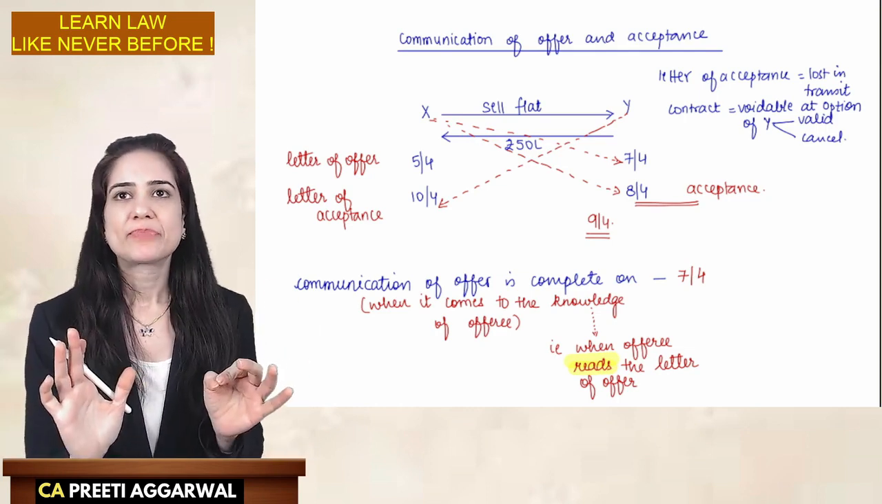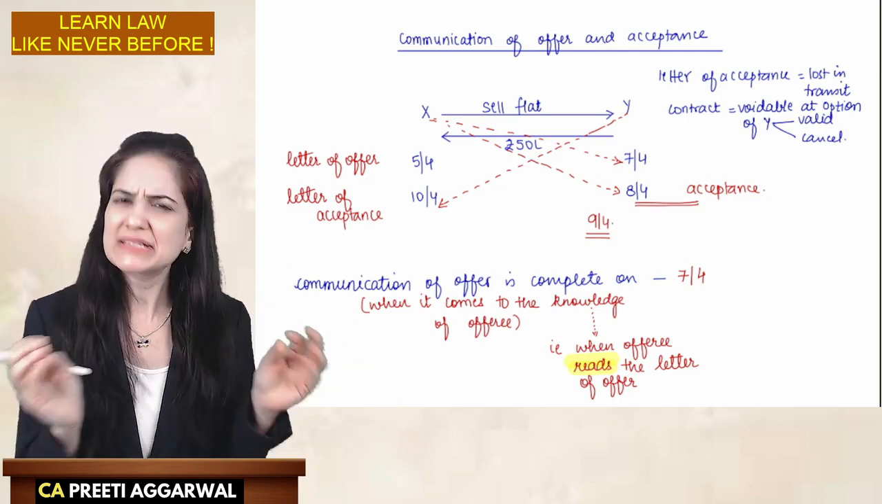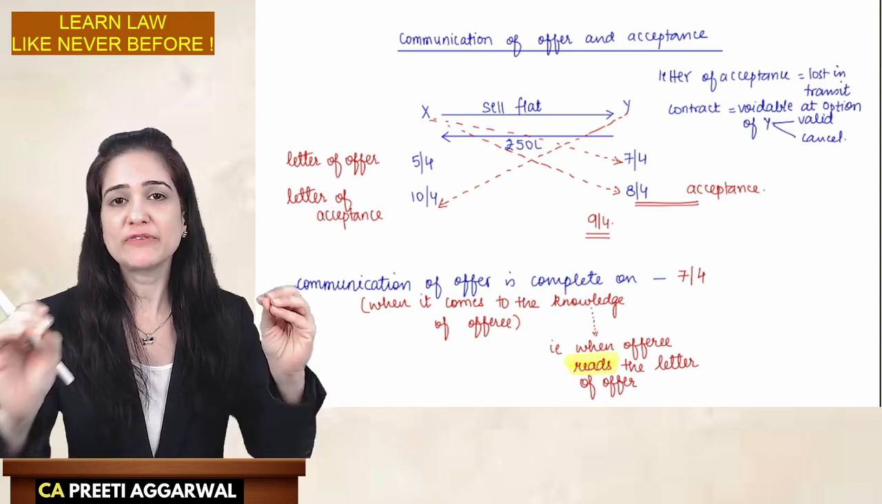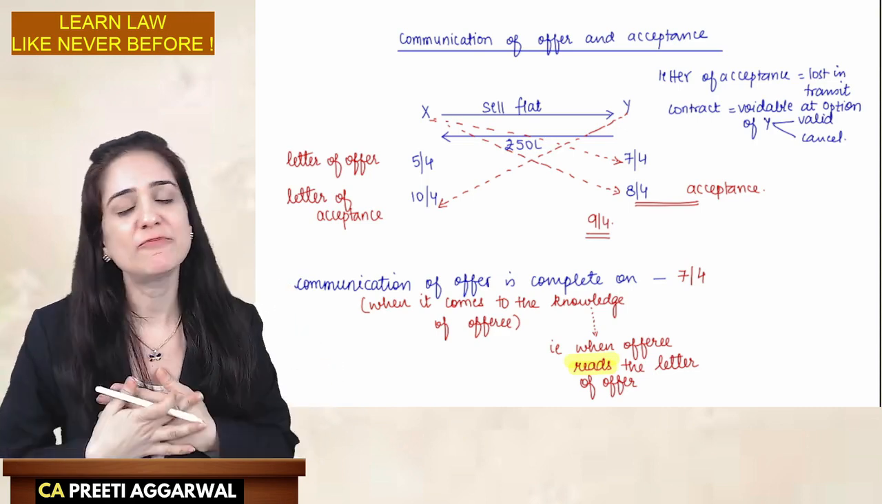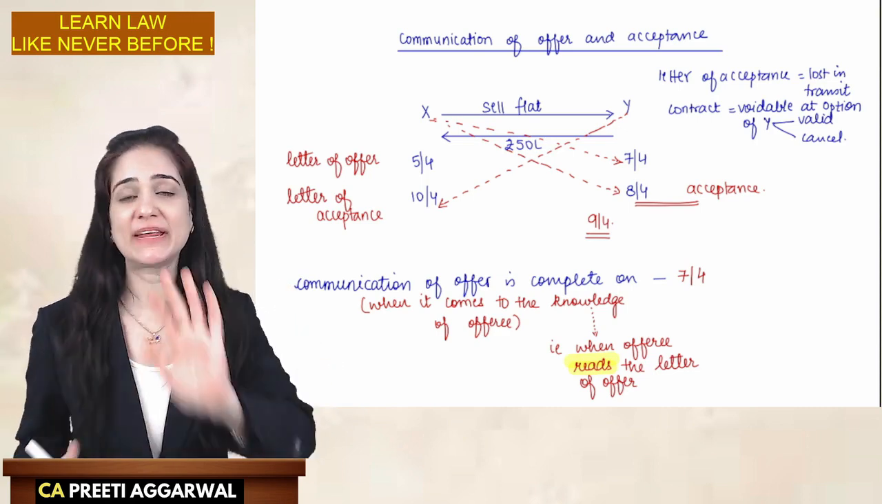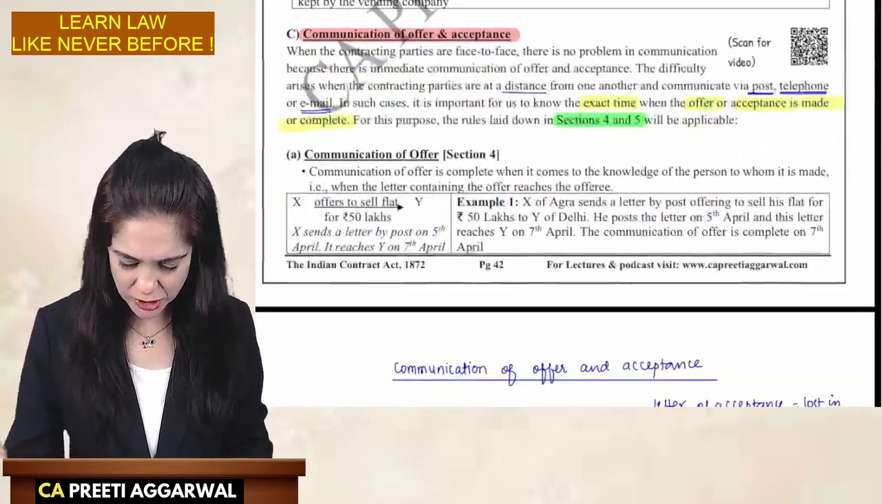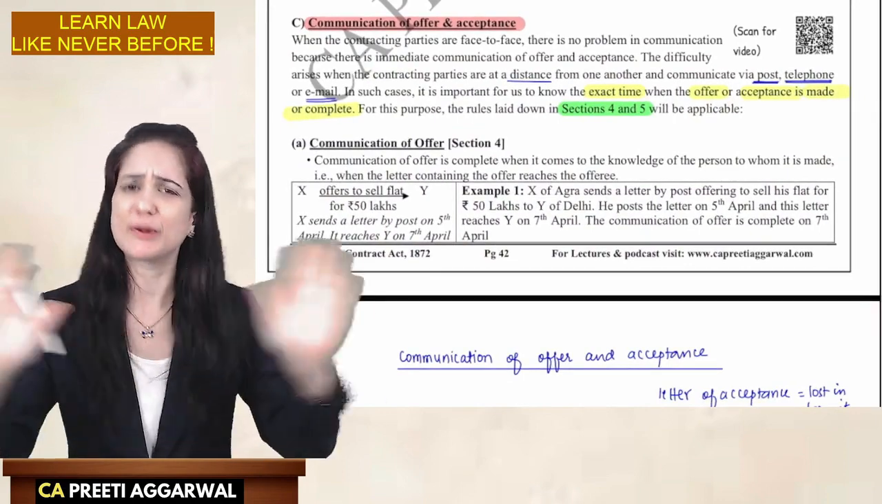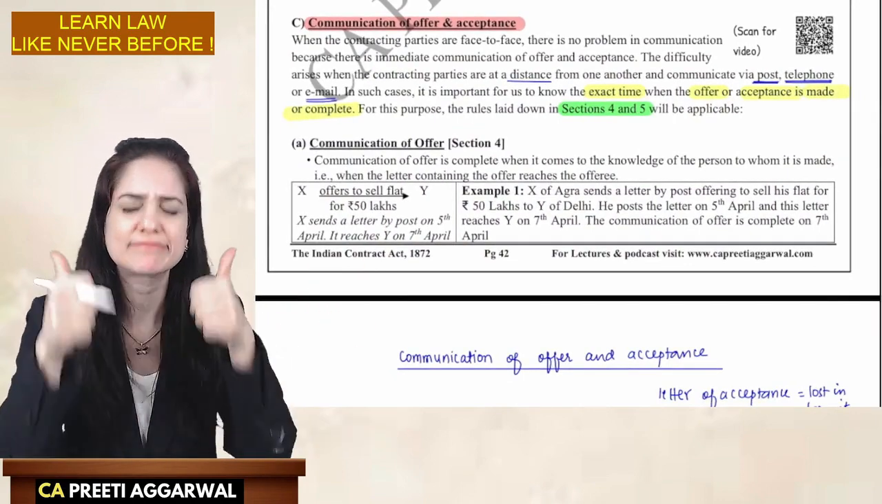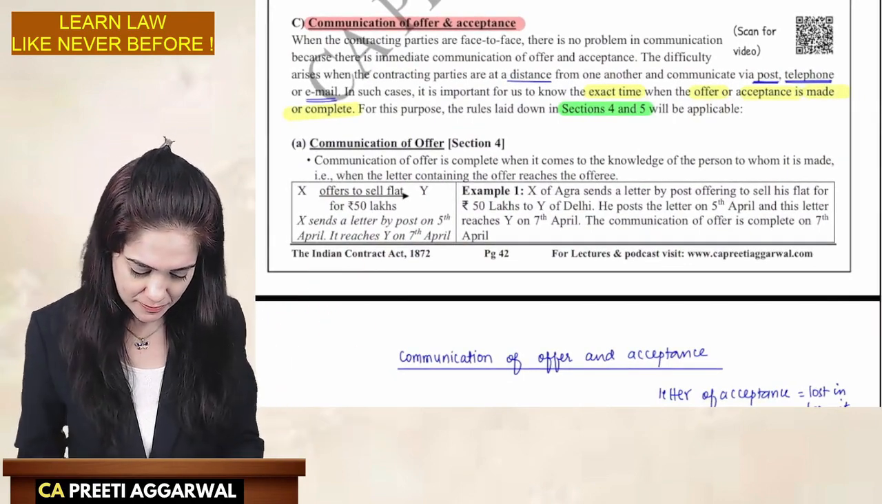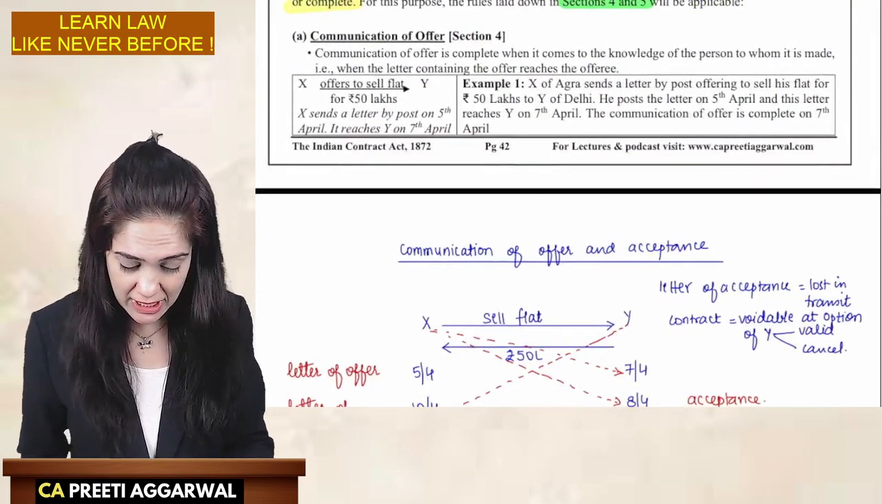See, students, this is a very lengthy and slightly tricky concept. If you have understood 60%, I'm very happy with you, because I'm very sure that when we read and we solve one question, you will be able to understand it 100%. And if you have understood 100%, I'm so proud of you. Now, communication of offer is complete.